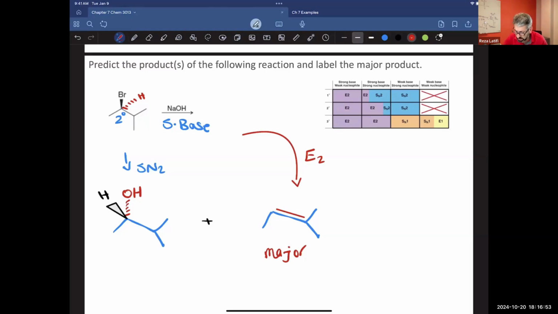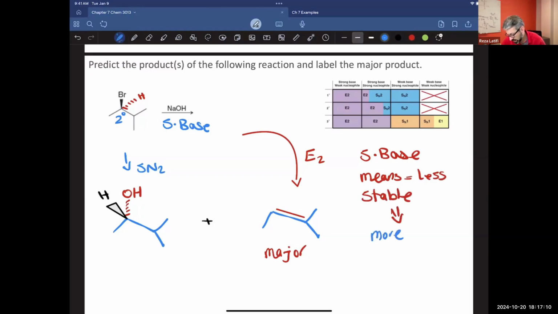Why? Because a strong base means less stable. And if it's less stable, it will be more reactive. So if your base is not patient enough, it will try to get H and turn into a neutral compound. Now, what will happen to OH? If you give it an H plus, it will turn to H2O, and H2O has zero charge. So that one will be really stable. That's the reason I say strong base means less stable, means more reactive. So it will go through elimination.